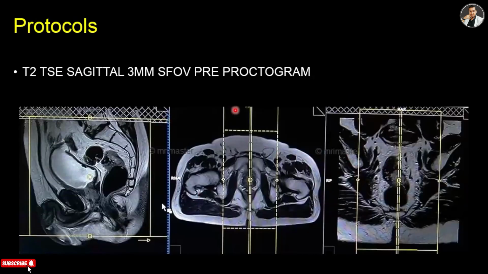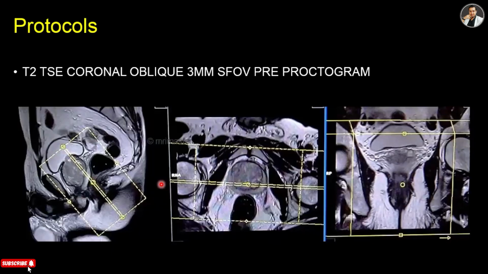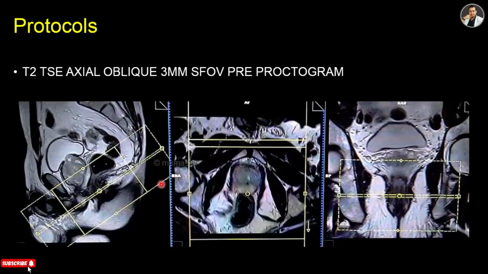And now after the pre-proctogram, we will again take the same protocols after inserting the gel, and that is T2 sagittal 3 millimeter, T2 coronal 3 millimeter, and then T2 oblique 3 millimeter. So these protocols are after inserting the gel.